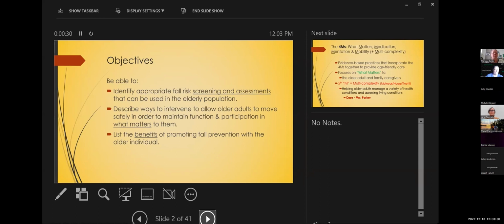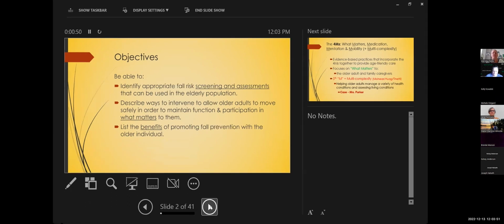We're going to identify what might be appropriate ways of fall risk screening and assessment, describe ways that we could intervene to allow our older adults to move more safely and avoid fall risk, and list the benefits of promoting fall prevention with our older individuals.